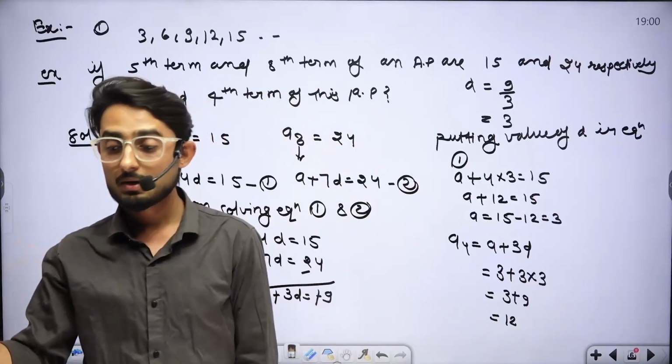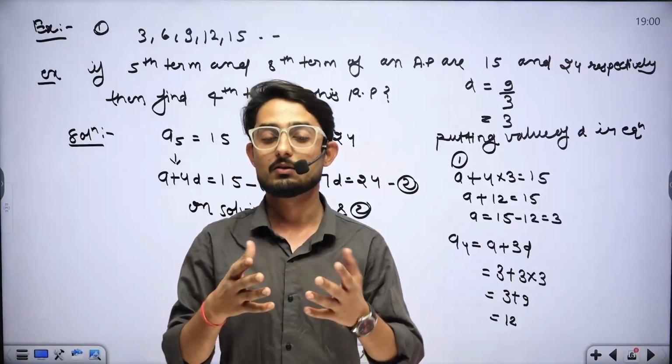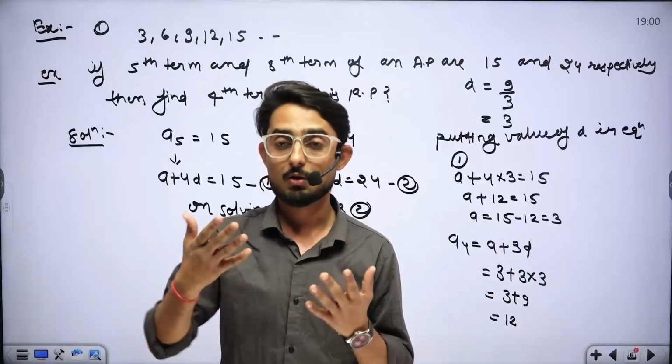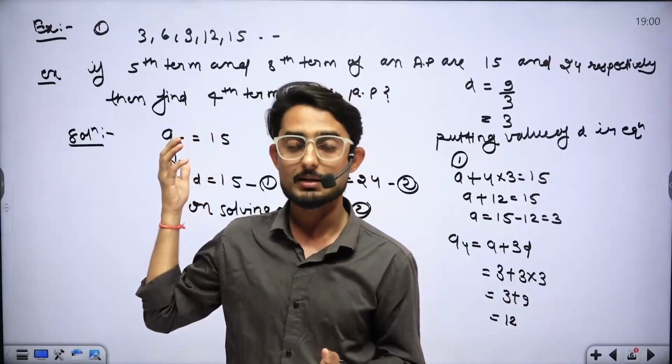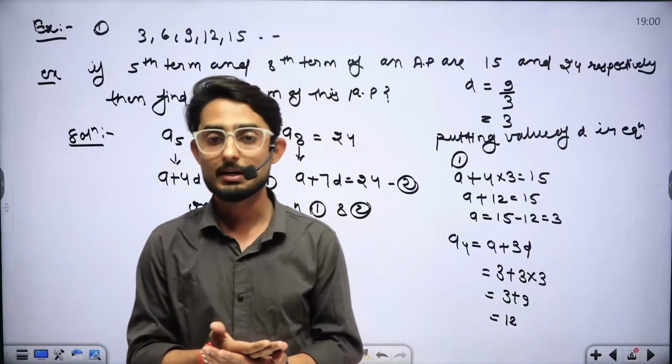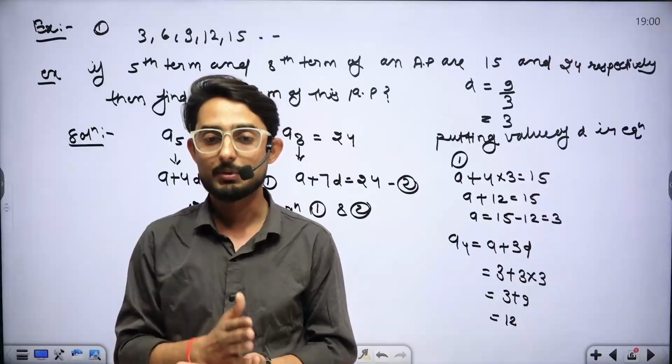Okay. In this lecture, we have discussed what is an AP, how can you find the first term of AP, how can you find a common difference, how can you find the nth term of AP, how can you find the sum of n terms of AP. If you are randomly given any kind of terms, if you are given the 5th term and 8th term of AP, how can you find the 4th term of AP?